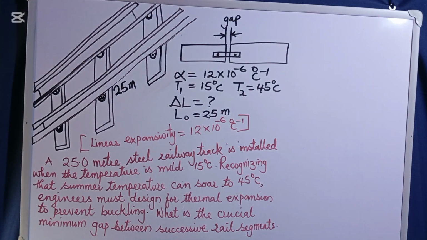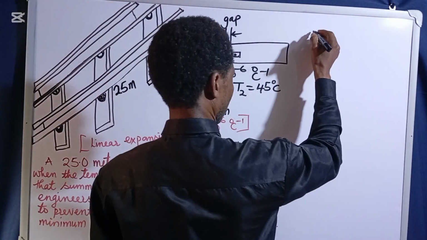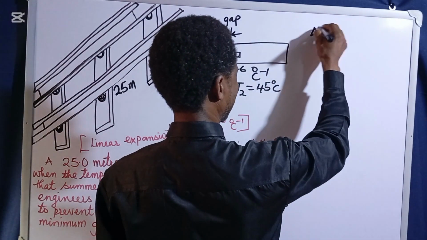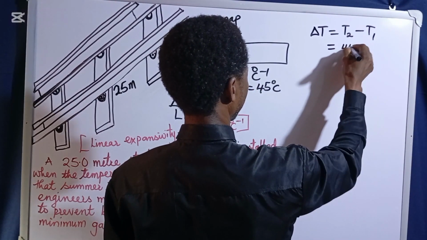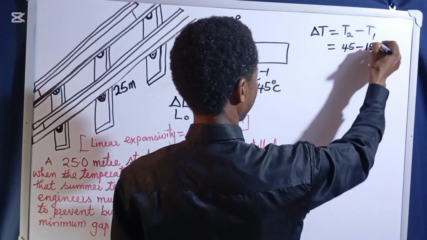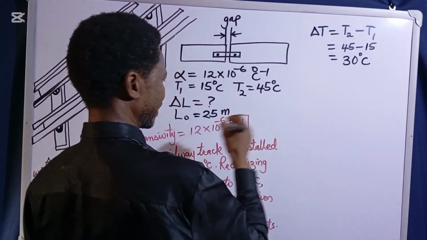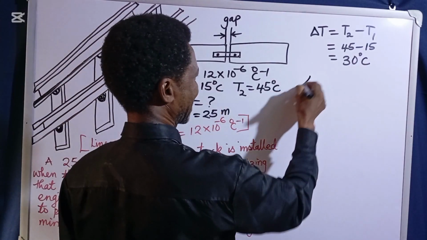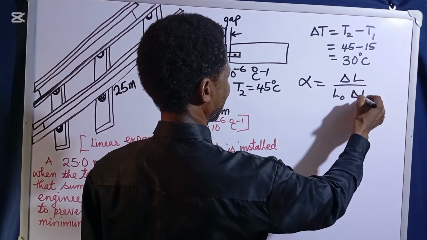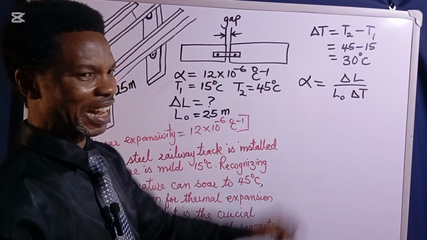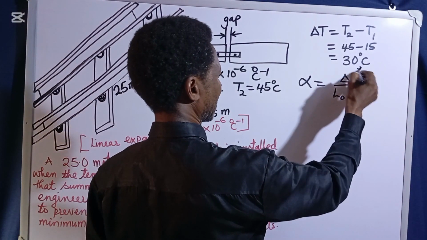So the first thing we need to do is to get the temperature range. The temperature range, that is delta T, is equal to T2 take away T1, which is equal to 45 degrees take away 15 degrees to give 30 degrees Celsius. Then what we look for, the linear expansivity is equal to delta L over L naught delta T. So from the first video, we learned how to calculate this. Then this second video, we're going to look at how do we calculate the increase in length.